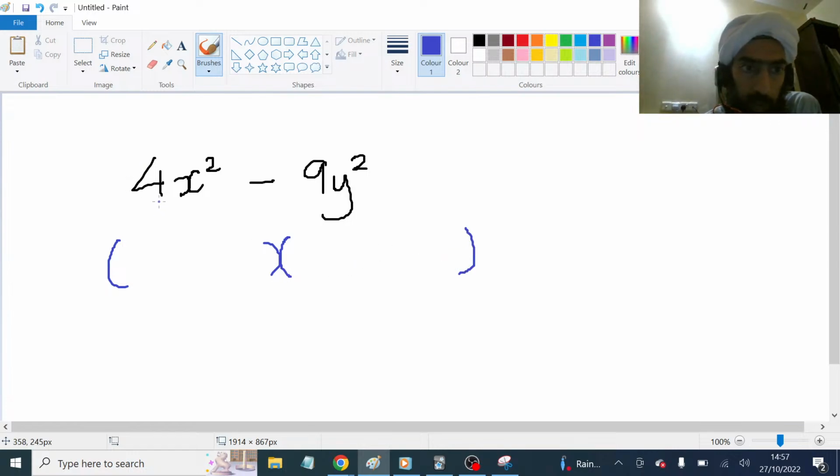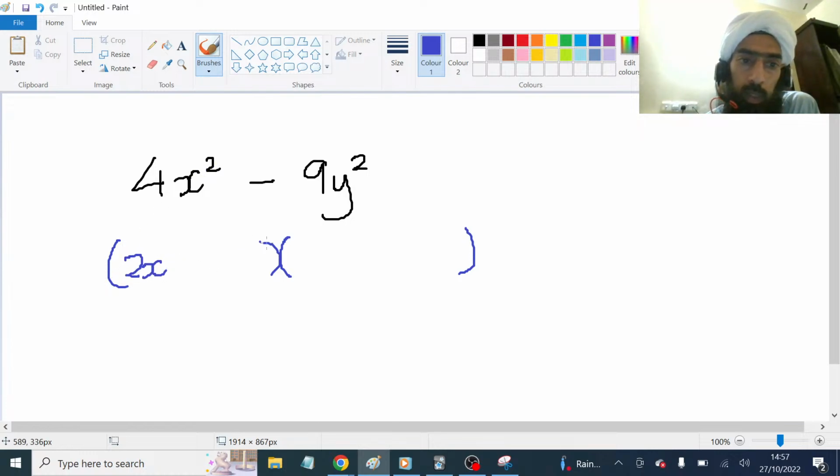Okay, so now we've got the square root to think of. So what's the square root of 4x squared? Square root of 4 is 2. Square root of x squared is x. So 2x would be the first thing in the brackets. Now look at the 9y squared. So the square root of 9y squared, that would be 3y.